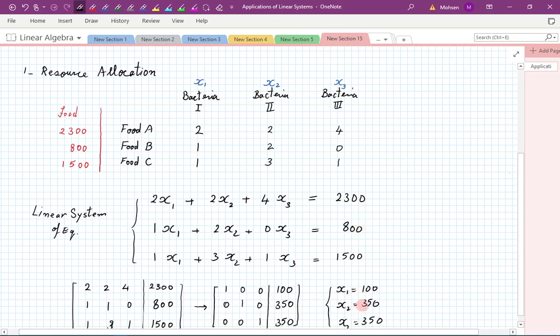Then there is a stage 3, which is, well, understanding what it is that you got. What do these things mean? Well, x1, x2, x3 for us meant how many of this type of bacteria or that one can I grow in this lab given these restrictions and given this appetite level. Well, it turned out that I can have 100 units of this type, well, 100 petri dishes of this, 350 of that, 350 of this one.